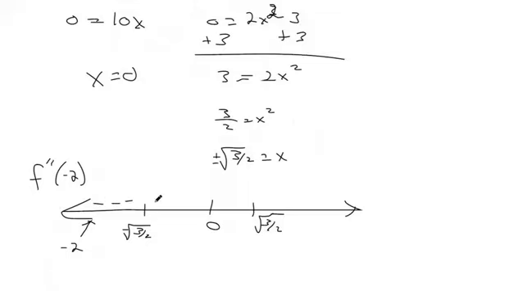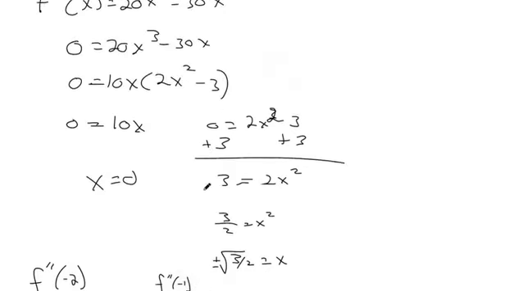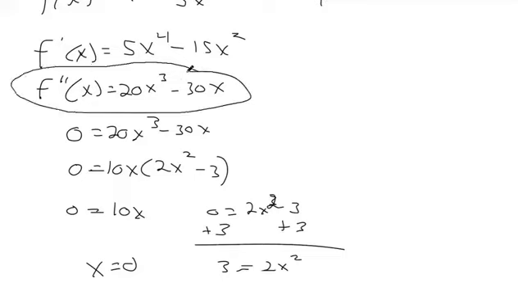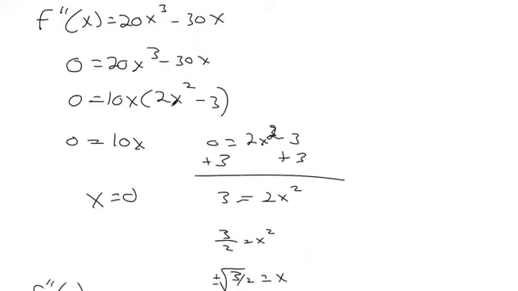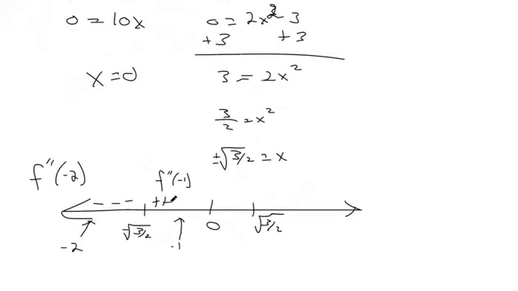And then here's our first potential inflection point. Let's test something in between. Let's test x equals negative 1, to see if it switched directions. So I'm going to go up into my second derivative and see what happens when I plug in negative 1. Negative 1 cubed is negative 1. 20 times negative 1 is negative 20. Negative 20 is going to be plus 30 because negative times a negative. It's going to give us a positive 10, so it's positive here. So the negative square root of 3 over 2 is an inflection point.